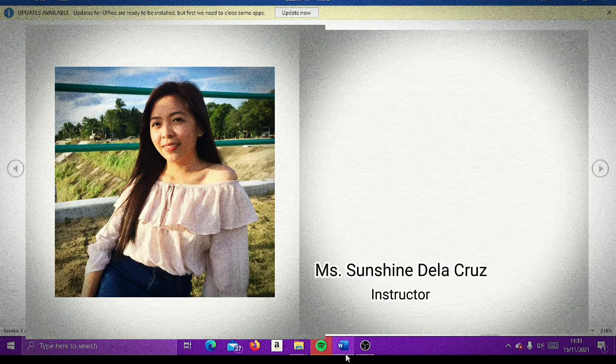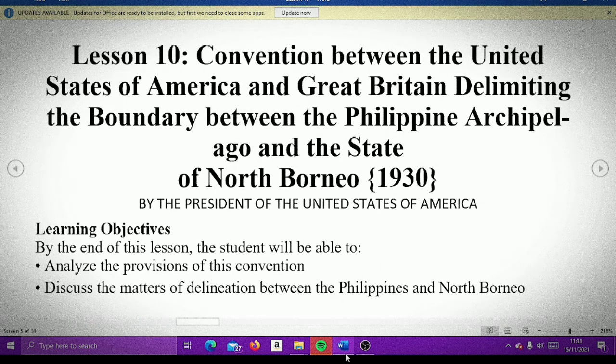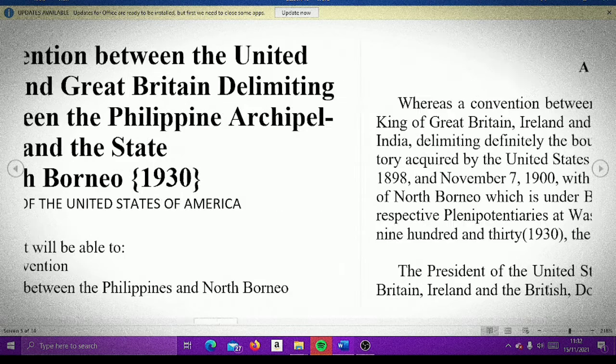So let's start. This reporting is all about Lesson 10, entitled Convention between the United States of America and Great Britain delimiting the boundary between the Philippine archipelago and the state of North Borneo in 1930 by the President of the United States of America. Our learning objectives from this lesson: the student will be able to analyze the provisions of this convention and discuss the matters of delineation between the Philippines and North Borneo.